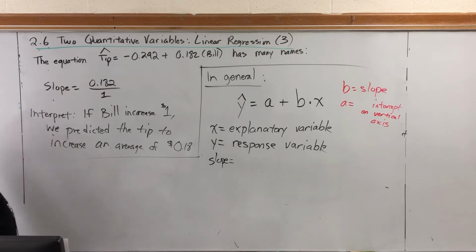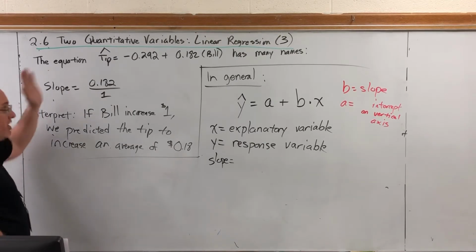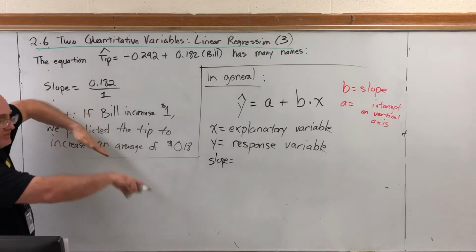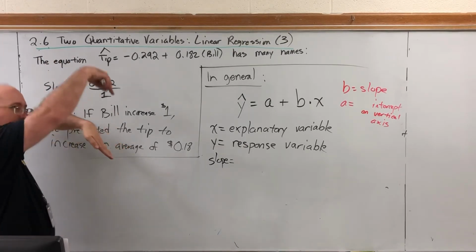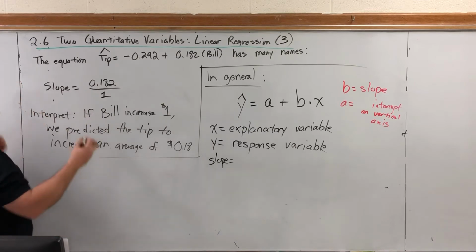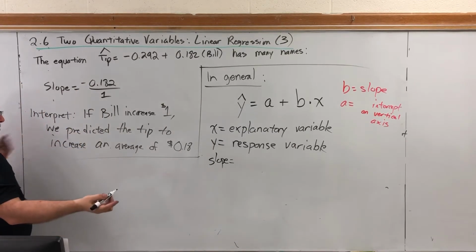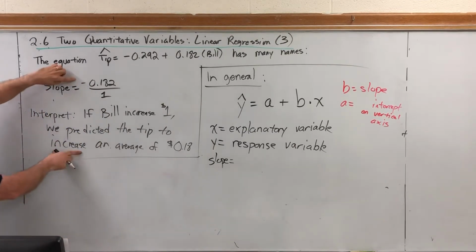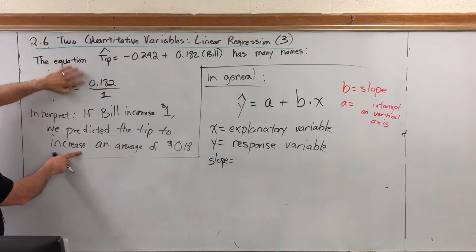And you can always interpret the slope this way. The only thing you have to be careful of is if your slope is negative. Because if your slope is negative, then your line's going down, which means as your x gets bigger, your y gets smaller. So had this been negative, it wasn't, but had it been negative, then we would simply change the word increase to decrease.